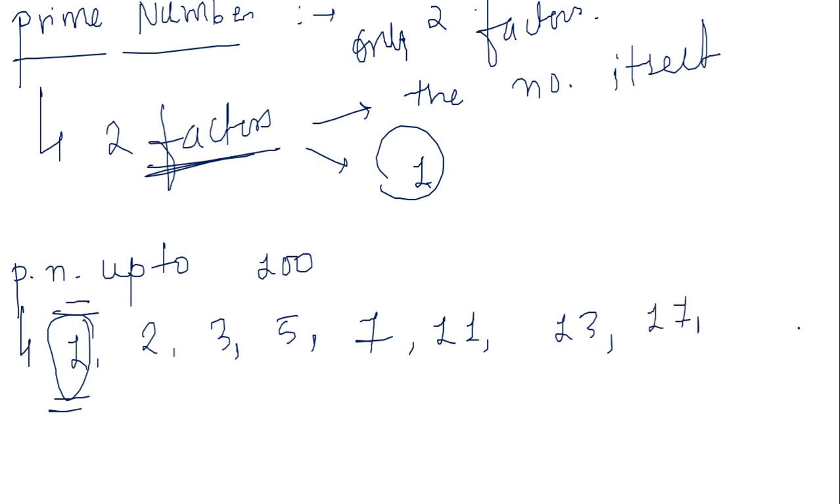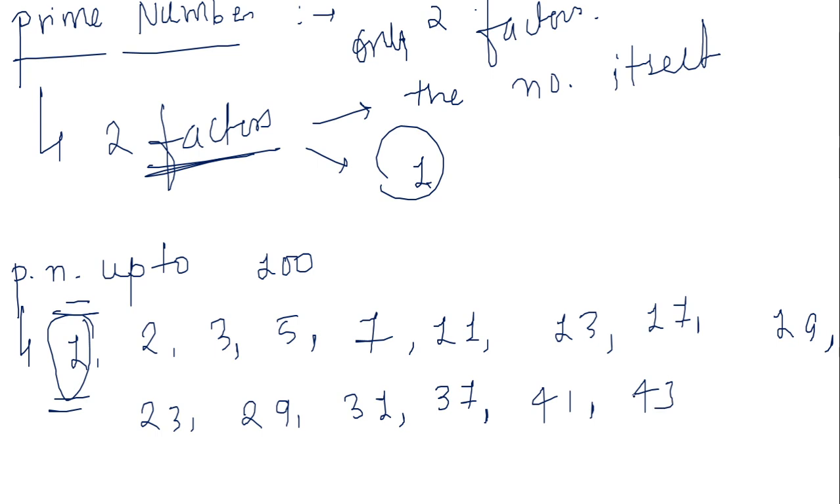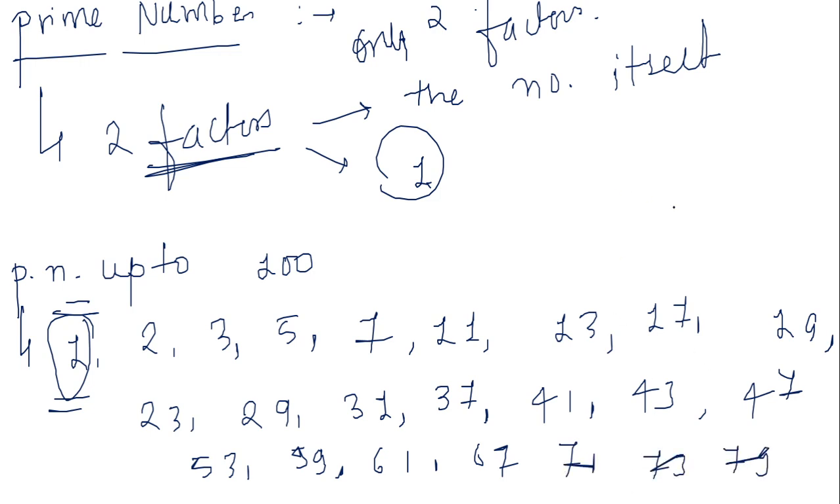17, 19, 23, 29, 31, 37, 41, 43, 47, 53, 59, 61, 67, 71, 73, 79, 83, 89 and 97. All these are prime numbers up to 100.